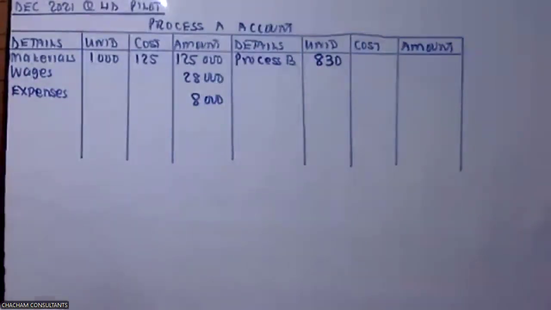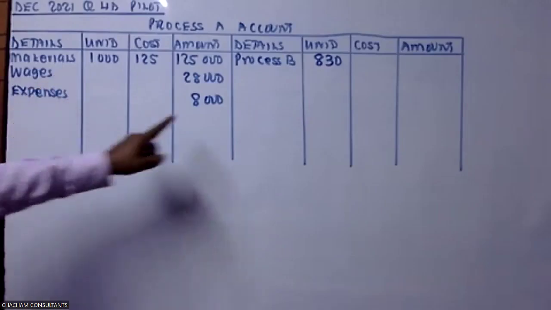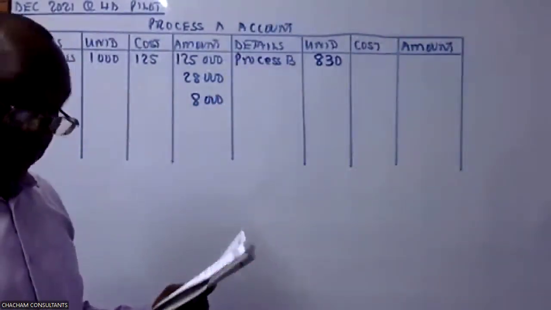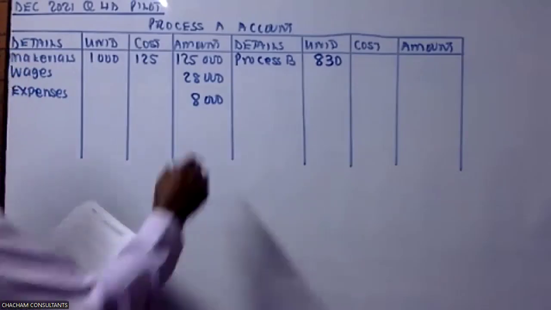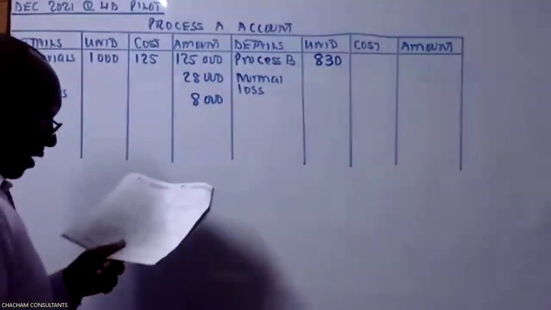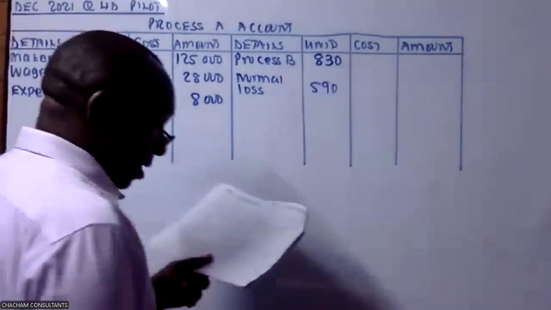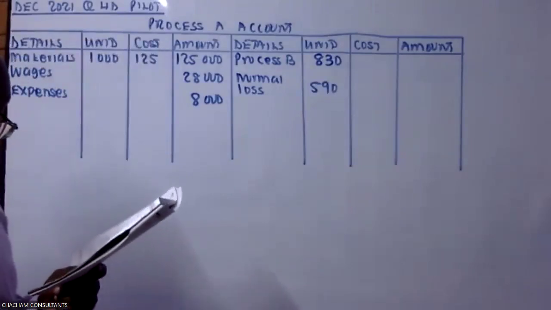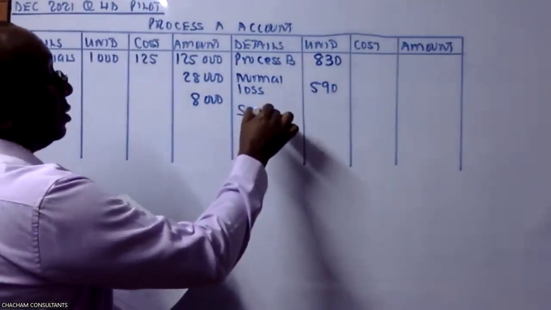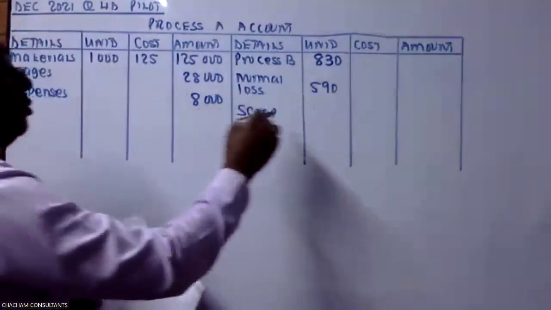Okay, so just continuing, we have already recorded the materials, wages and expenses, process B. We are told that the normal loss is estimated at 590 for each process. So you just put it here at 10% scrap. That means there is a scrap, which is 10%. So 10% of this would be 100.